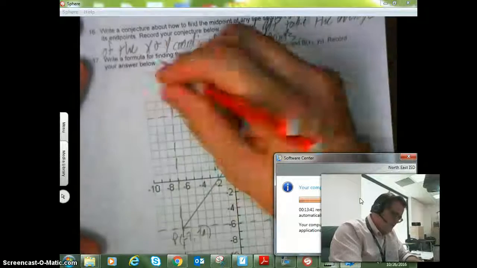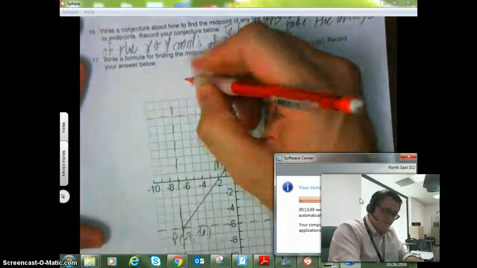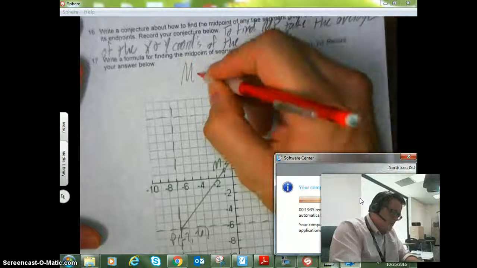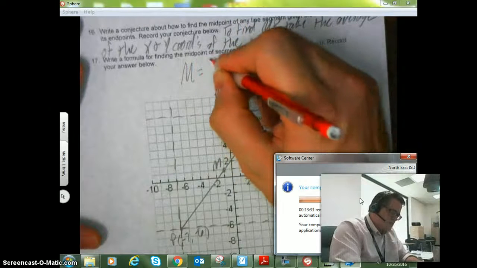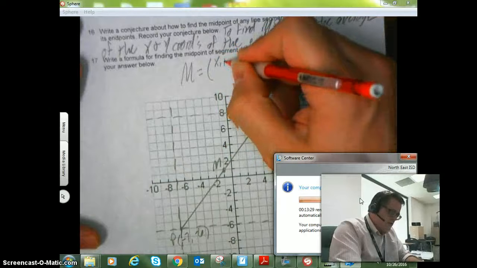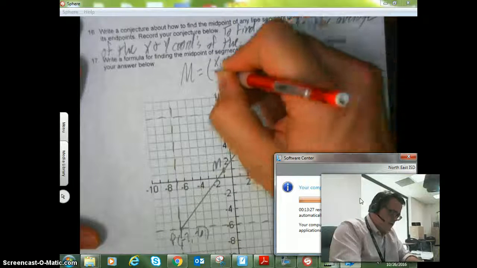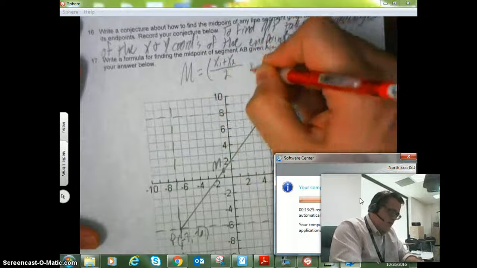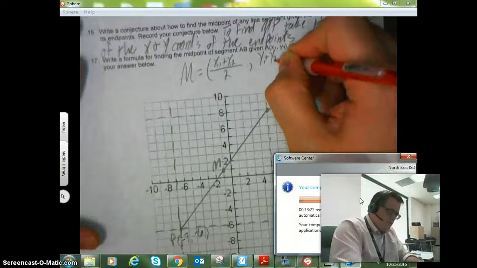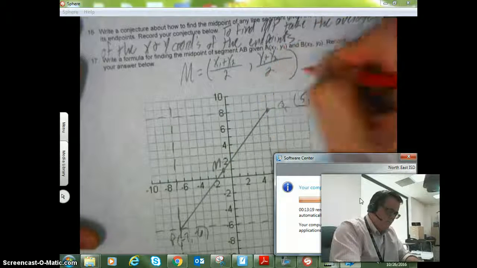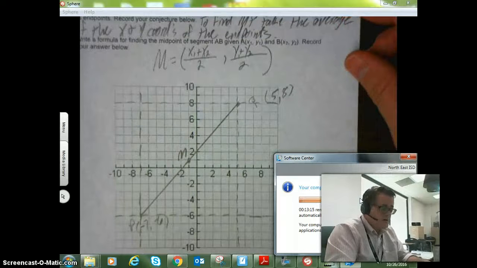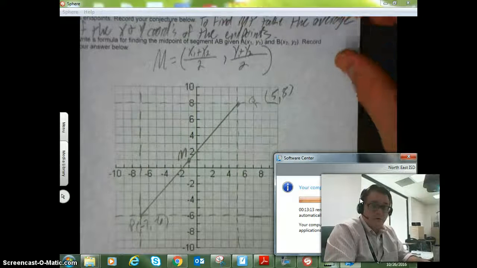So write the formula. Sorry about the distraction there. So we're going to say M for midpoint, and since I'm finding two coordinates, I'm going to say the average of the two x values of my endpoints and the average of the two y values of my endpoints. And that, ladies and gentlemen, is the midpoint formula.